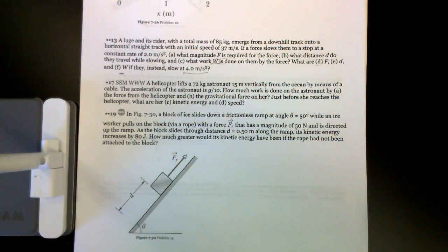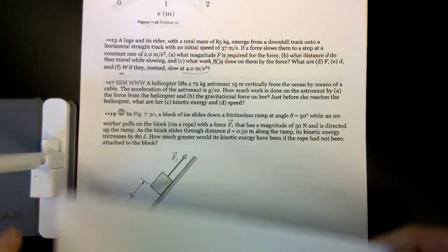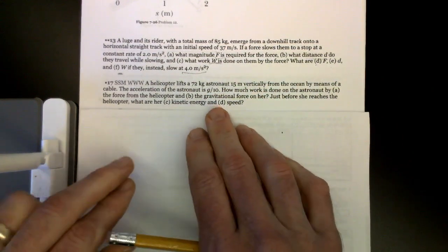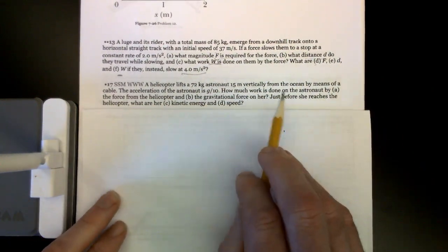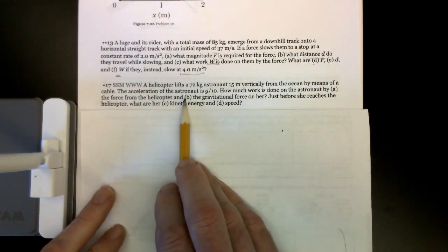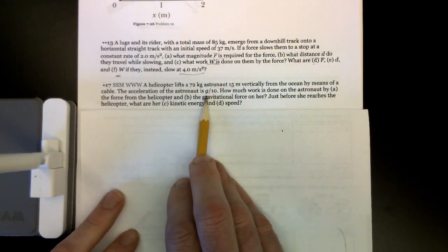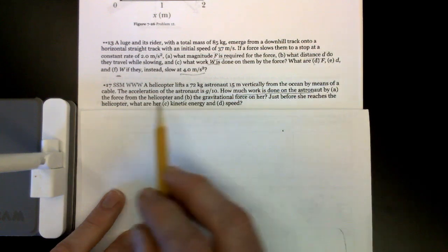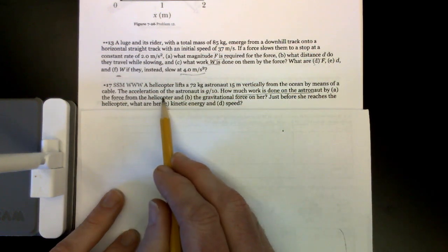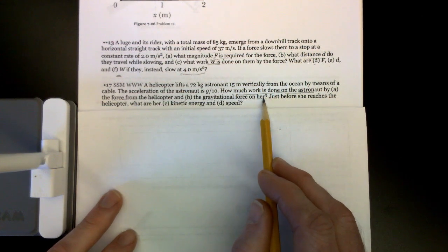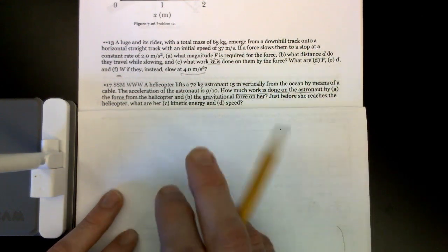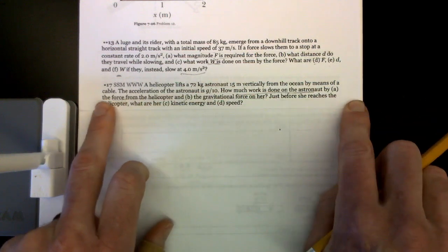Okay, so now we move on to 17. Let's see. A helicopter lifts a 72 kilogram astronaut 15 meters vertically from the ocean by means of a cable. The astronaut has an acceleration of g/10. How much work is done on the astronaut by the force from the helicopter and by the gravitational force? And then just before she reaches the helicopter, what are her kinetic energy and speed?